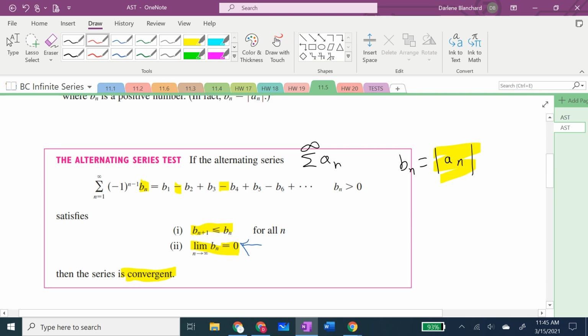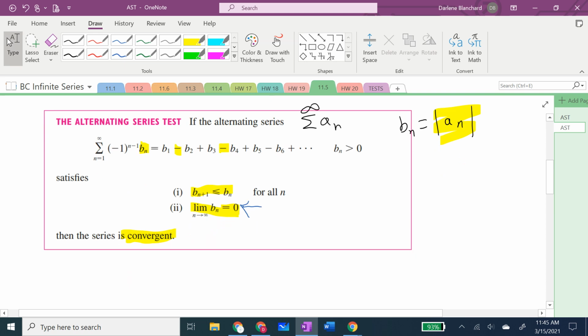But notice there are two situations. So I just want to make sure you're clear that if this happens, then turn to the divergence test, which is referred to as the nth term test for divergence.